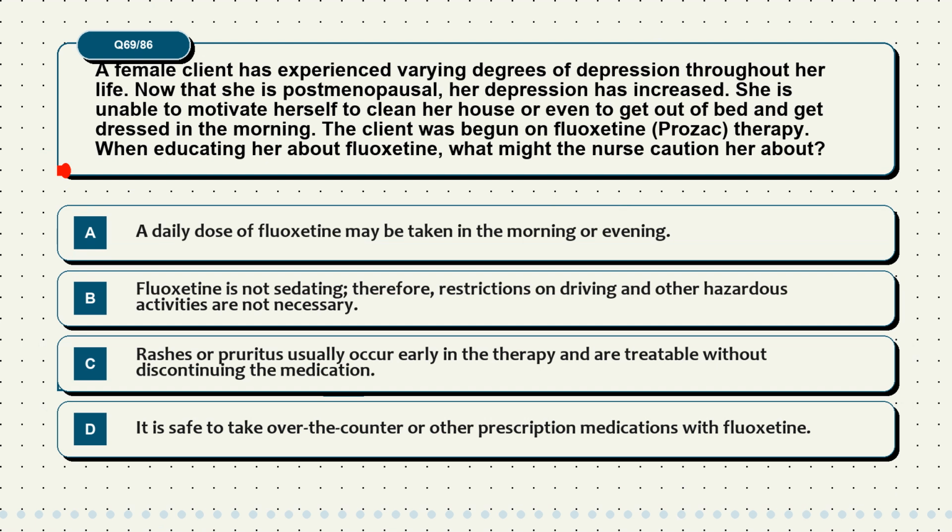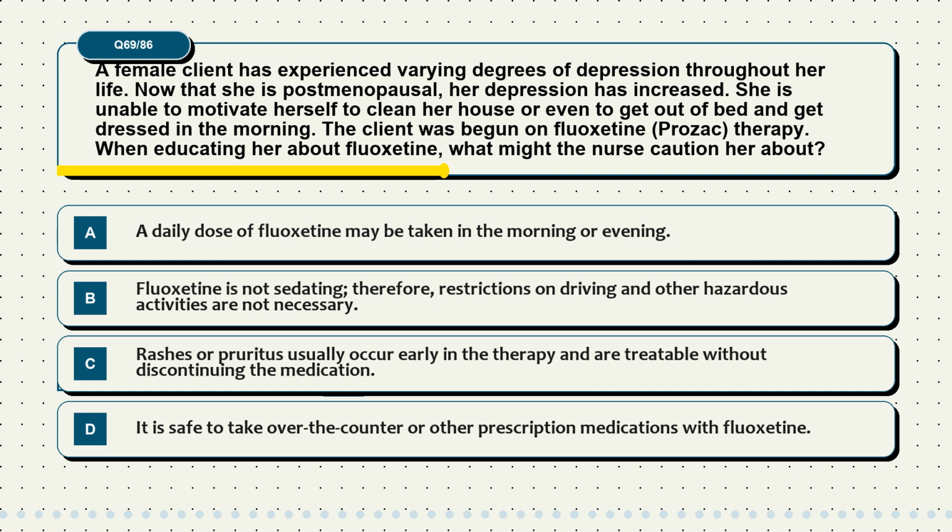Question 69. A female client has experienced varying degrees of depression throughout her life. Now that she is postmenopausal, her depression has increased. She is unable to motivate herself to clean her house or even to get out of bed and get dressed in the morning. The client was begun on fluoxetine (Prozac) therapy. When educating her about fluoxetine, what might the nurse caution her about?